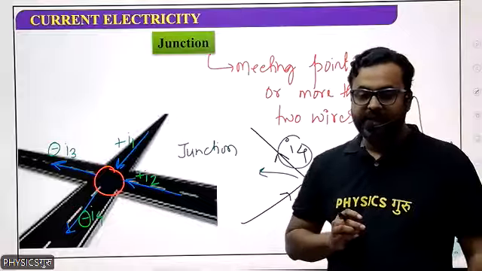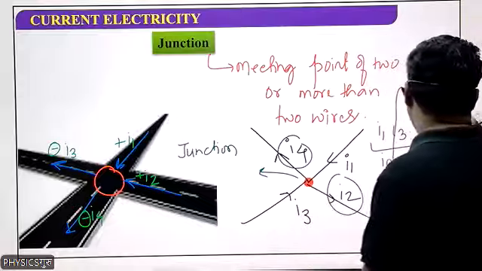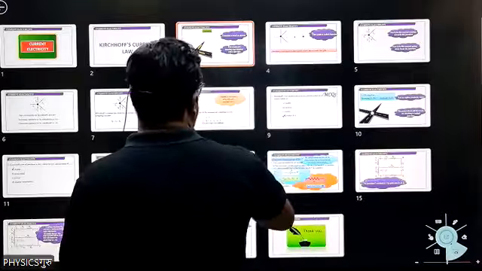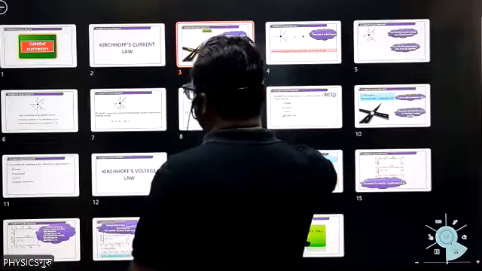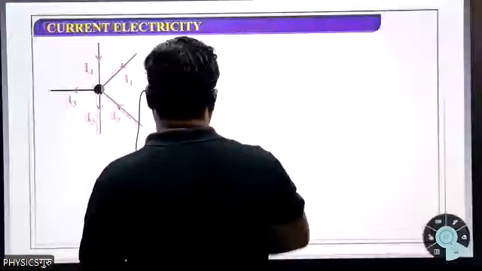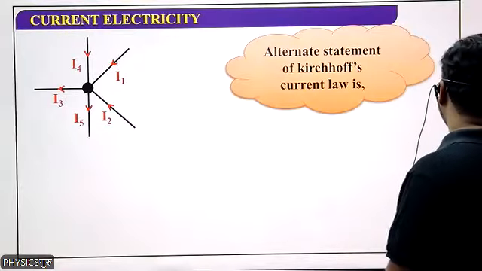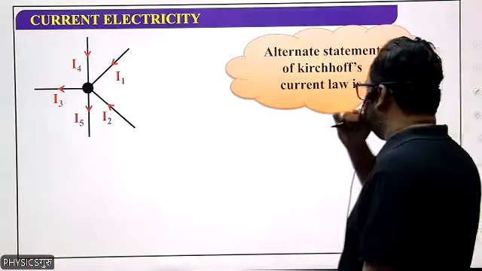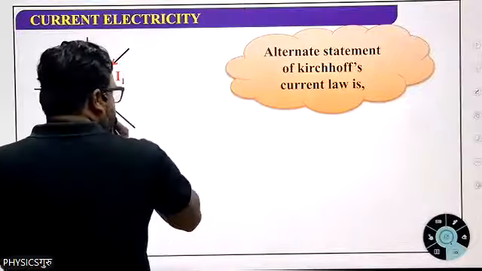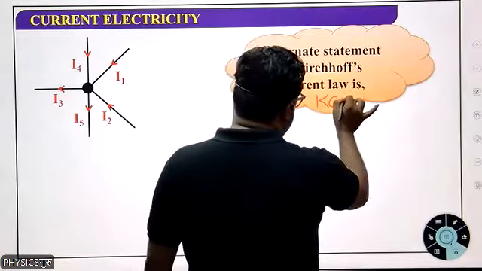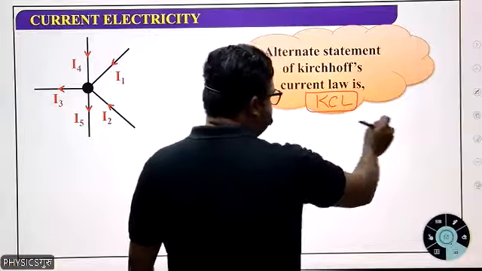The first one is called Kirchhoff's junction rule. Write it in your notes: Kirchhoff's junction law, junction rule, Kirchhoff's law of current. It is also called KCL.